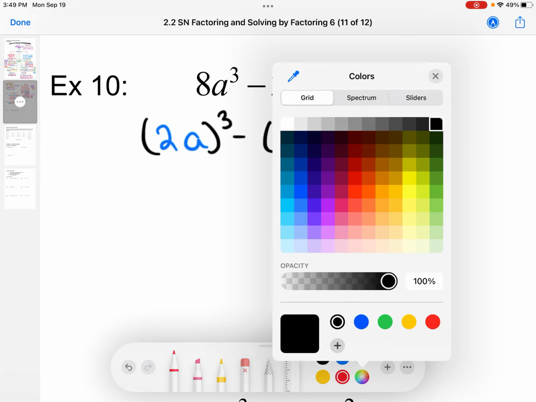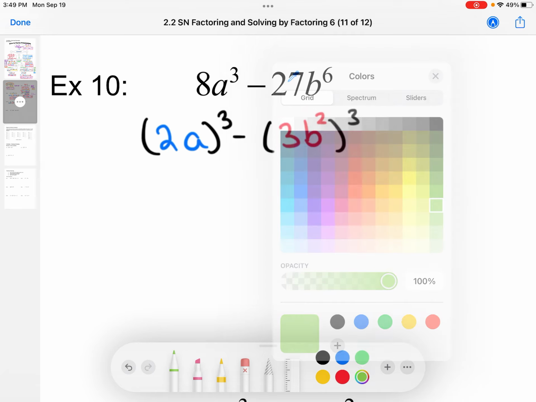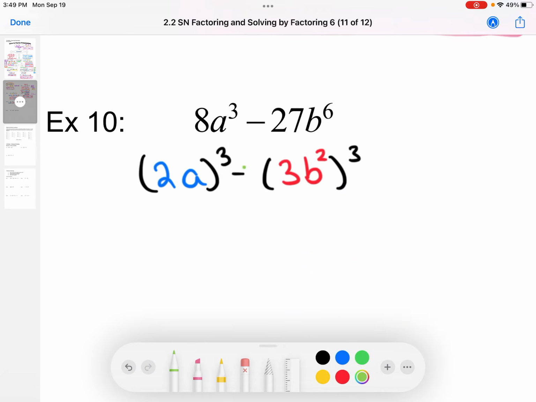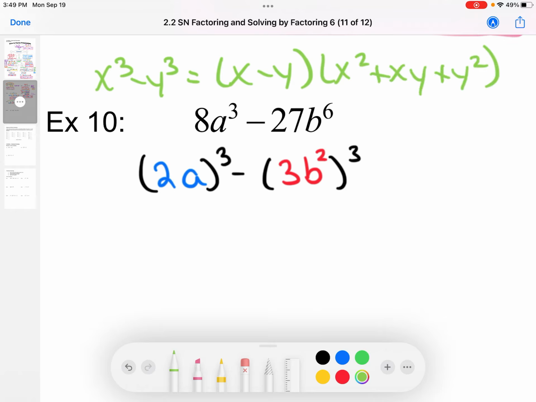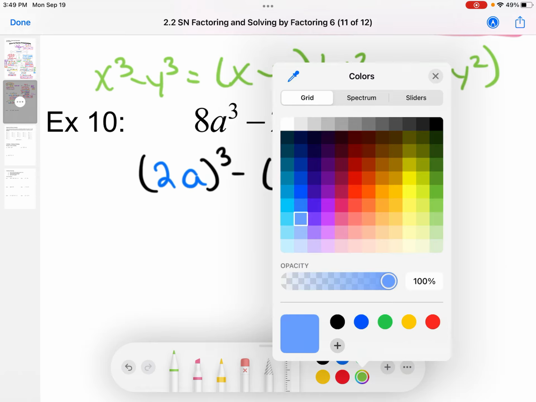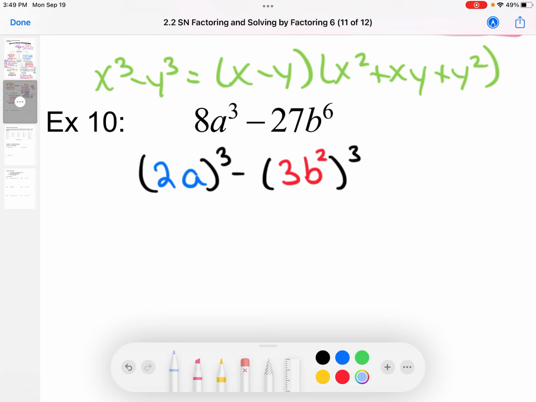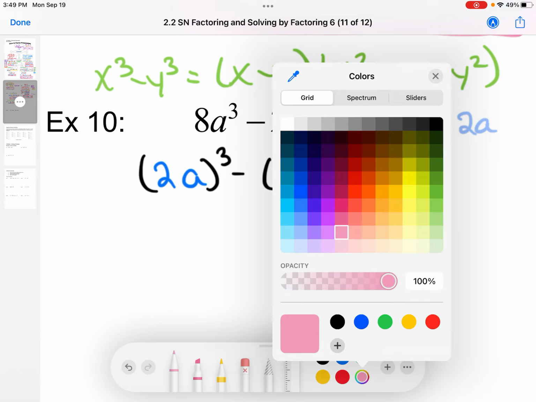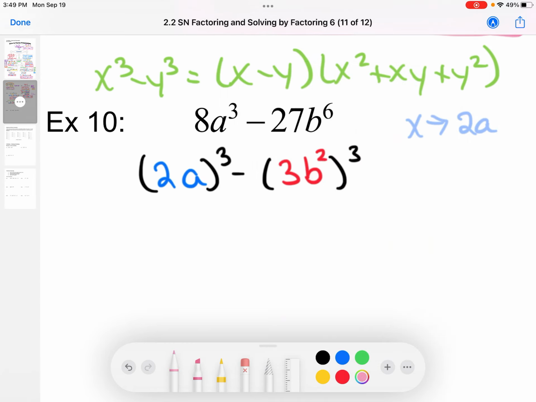Now, that factoring formula for factoring these cubes says that x cubed minus y cubed is equal to x minus y times x squared plus xy plus y squared. That's just the factoring formula from the previous page. Now, the x in our case is going to be the 2a. Plug in 2a everywhere there was an x. The y is the 3b squared. So everywhere there was a y, we're going to plug in 3b squared.